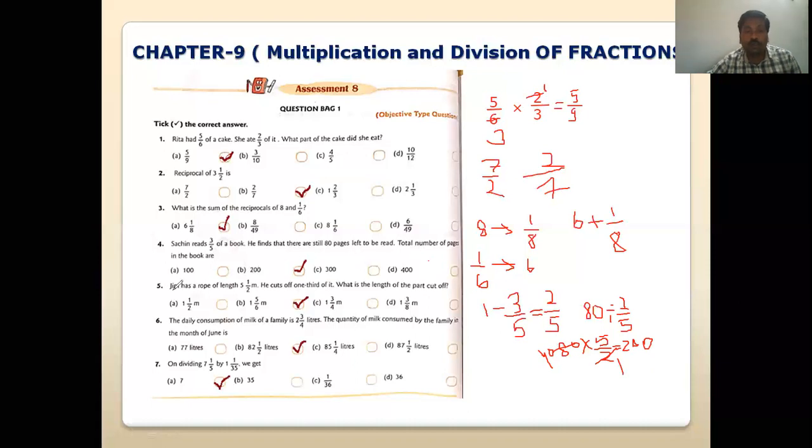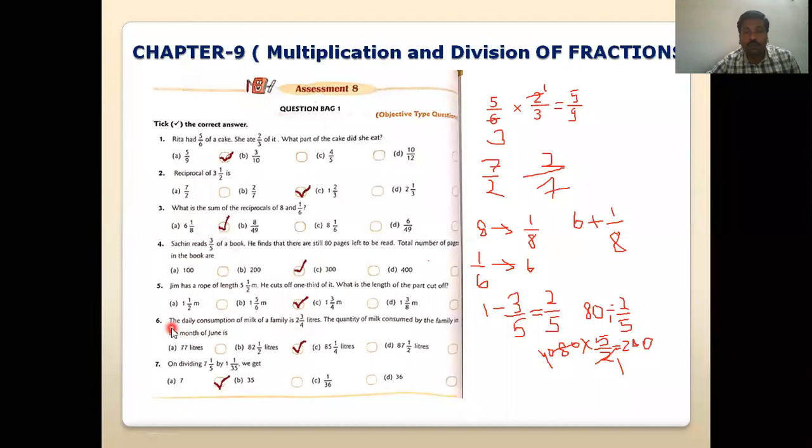Now, here is question number 5. Jim has a rope of length 5 whole 1 by 2 meter. He cuts off 1/3 of it. What is the length of the part that is cut? Now, how can we find it? When we multiply this 5 whole 1 by 2 by 1/3 of it, we get this number, 1 whole 5 by 6. You know very well about that. How can we find it?